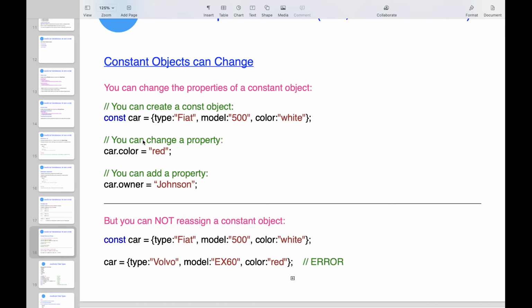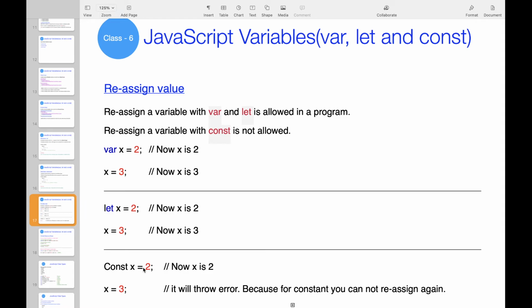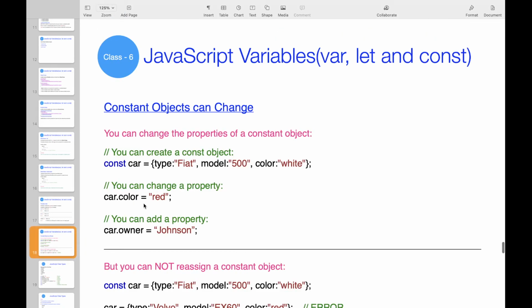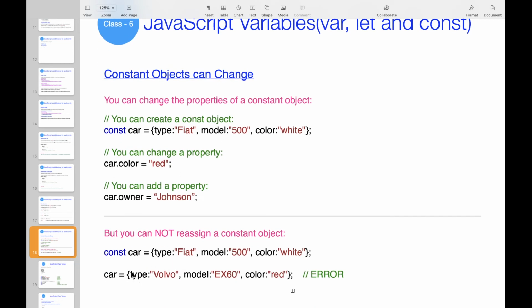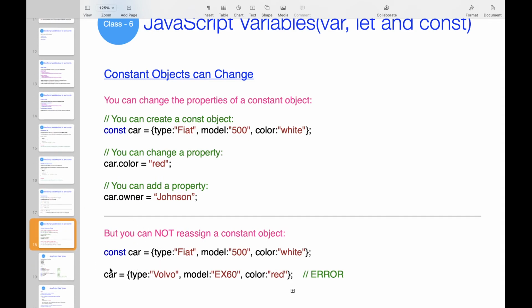We can override any property or add some new property in the object. This happens only in the object. In terms of strings, booleans or numbers, you cannot reassign them. Whatever you define one time, the same value will be there for a constant. But in terms of an object only, you can override properties, but you cannot reassign to a different object again. So if you reassign it will throw an error. Okay, that is about var, let and const, today's session.